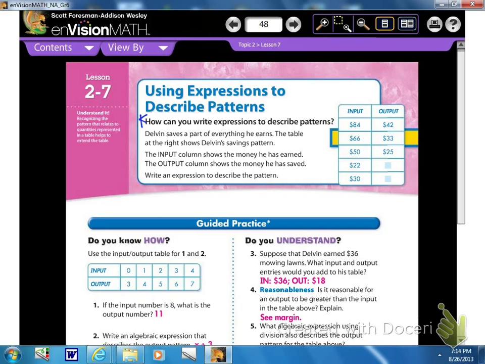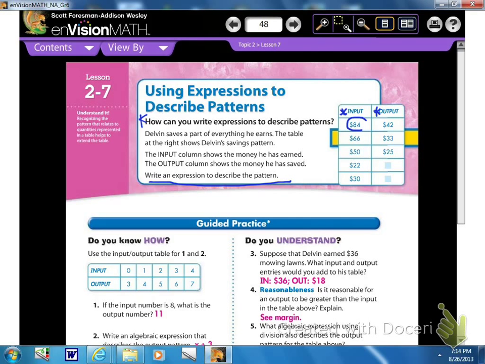The table at the right shows Delvin's savings pattern. So the input column shows the money he's earned, so that would be this one right here. And the output column shows the money he's saved. So what they want you to do is write an expression to describe the pattern.